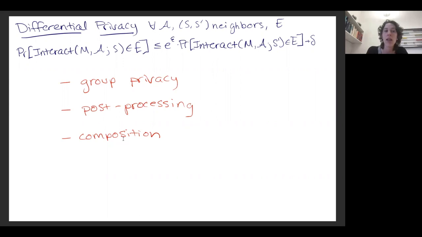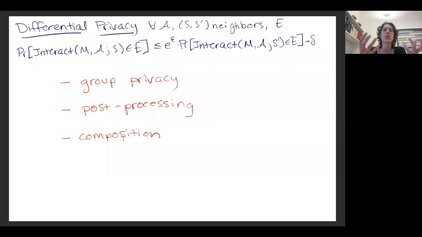The third mathematical property of this notion, which is going to be really crucial today, is the composition property. Intuitively, what composition says is that if I do something that's differentially private and then I do something else that's differentially private, I can reason about the overall privacy loss. I have a language for talking about how privacy losses add up.